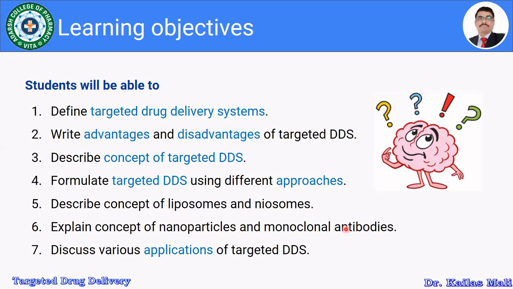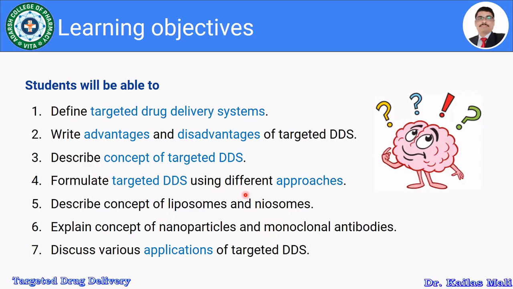Let us move towards the introduction to targeted drug delivery system. Before starting, I would like to mention here, I have made approximately 5 parts related with the targeted drug delivery system. Very first part, we are going to discuss only the concepts. Second part is related with the liposome. Third part, the niosome. Fourth part, the nanoparticle. And fifth part, the monoclonal antibodies. So it becomes very easy for you to understand the things.